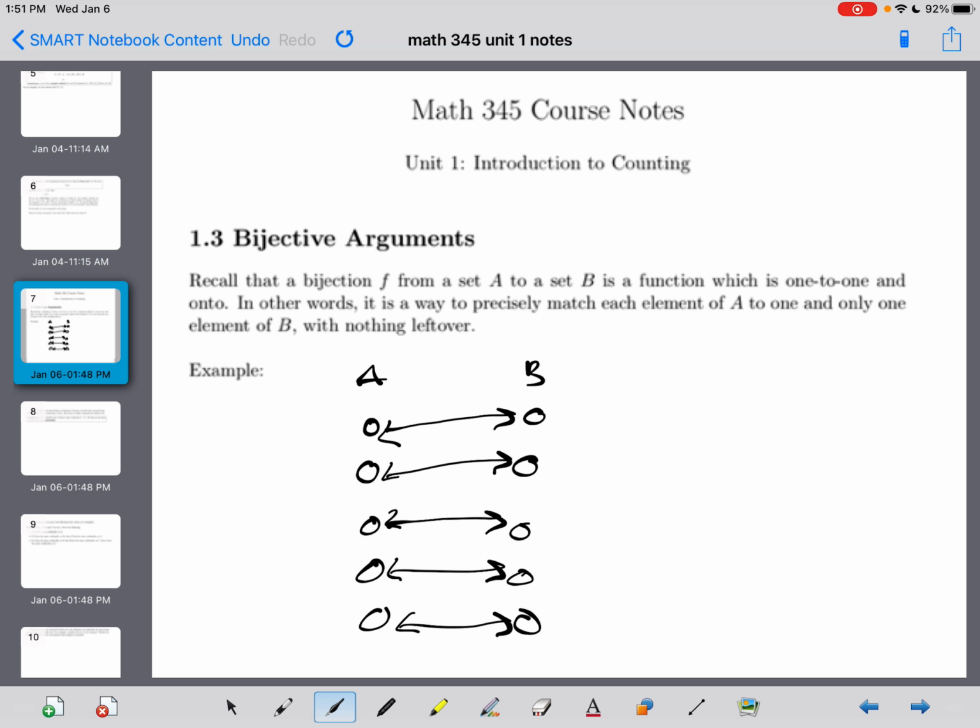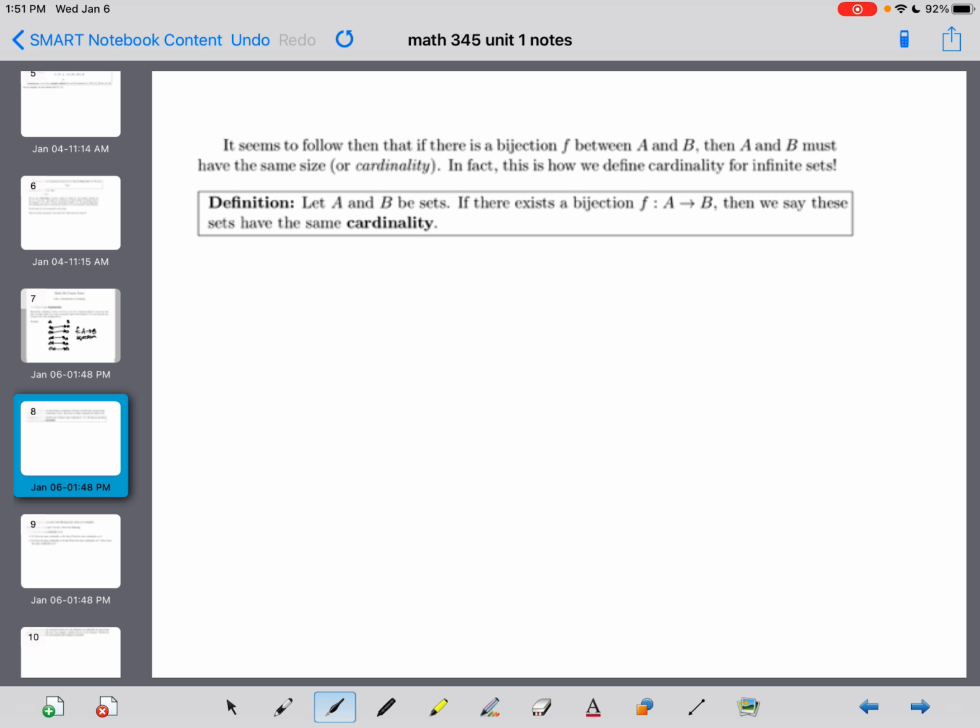And so it's a natural result to say if there is a bijection f from a set A to a set B, then those two sets have the same cardinality. They have the same number of elements. And in fact, this is actually how we define what it means for two infinite sets to have the same cardinality. And we'll see in some of the exercises that not all infinite sets have the same cardinality, but perhaps some surprising infinite sets are considered to be the same size as each other. Okay, so for sets A and B, if there exists a bijection, then we say that those two sets have the same cardinality.